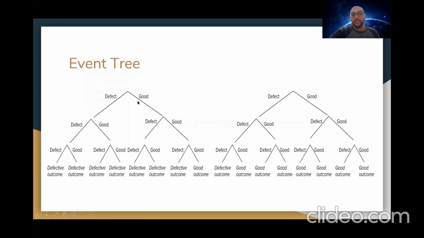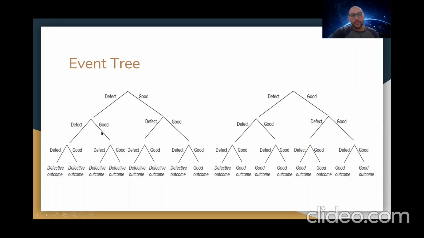So here we have two event trees. The one on the left is for the assembly line example. And like I was saying earlier, if we find a defect at any step during the process, so we have 3 steps right here, the first step, second step, third step, we will end up with a defective outcome. So if we start with a defect, the next step also has a defect, the third step has a defect, we will end up with a defective outcome.